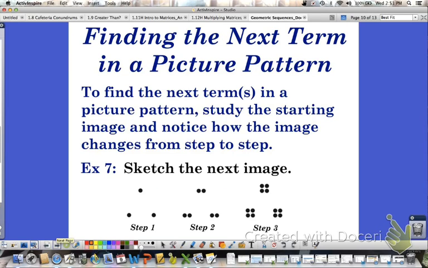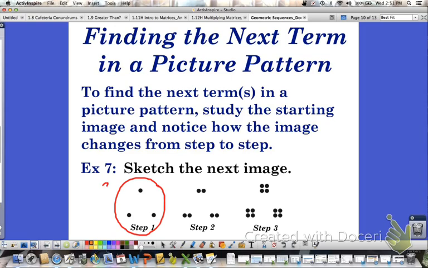Okay, now for finding the next term in a picture pattern. It's really kind of easy because a lot of times you can just look at the picture and follow the pattern and not even think about the math behind it. But naturally, I am going to want you to think of the math behind it. If you know it is a geometric sequence, and actually you can kind of tell on your own, remember this is the example I did at the beginning.